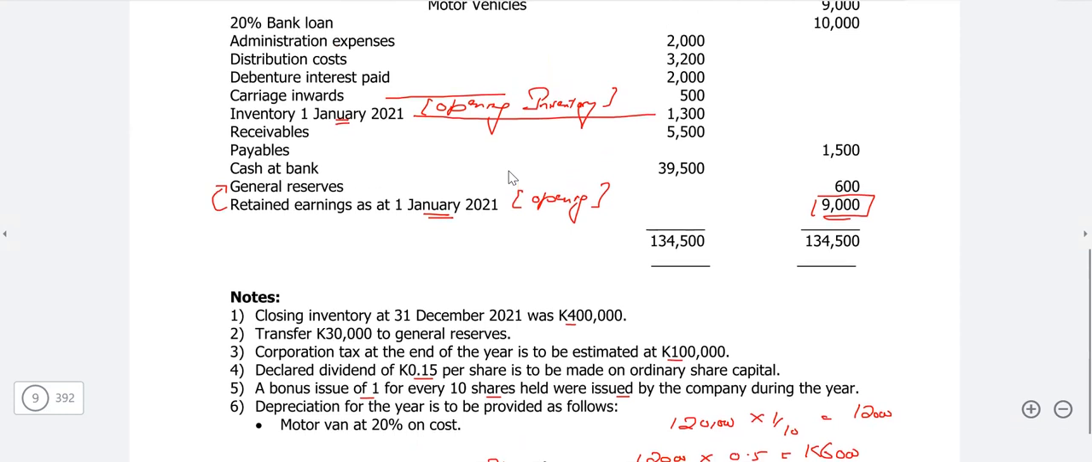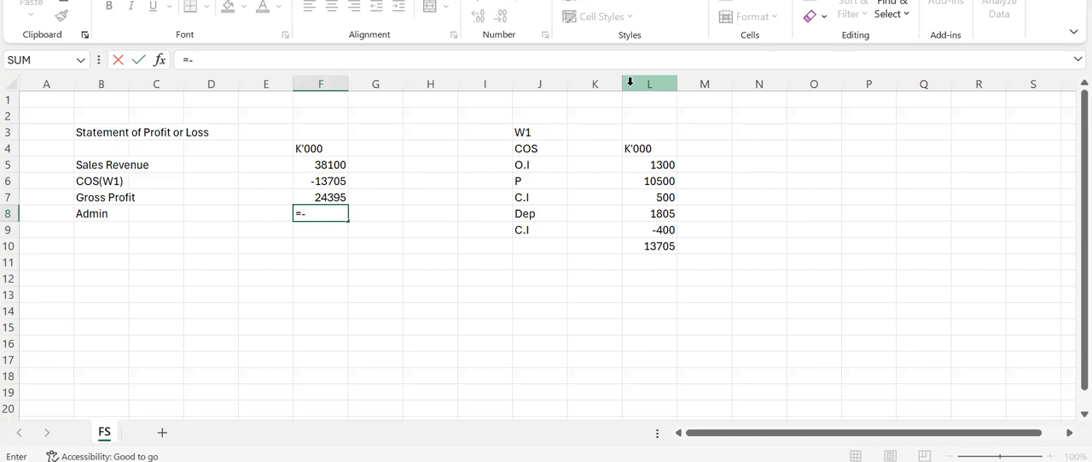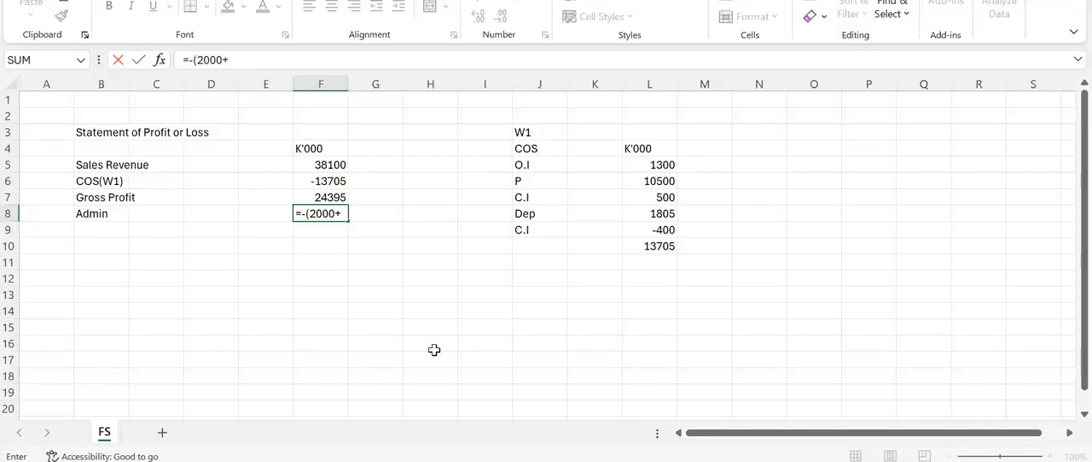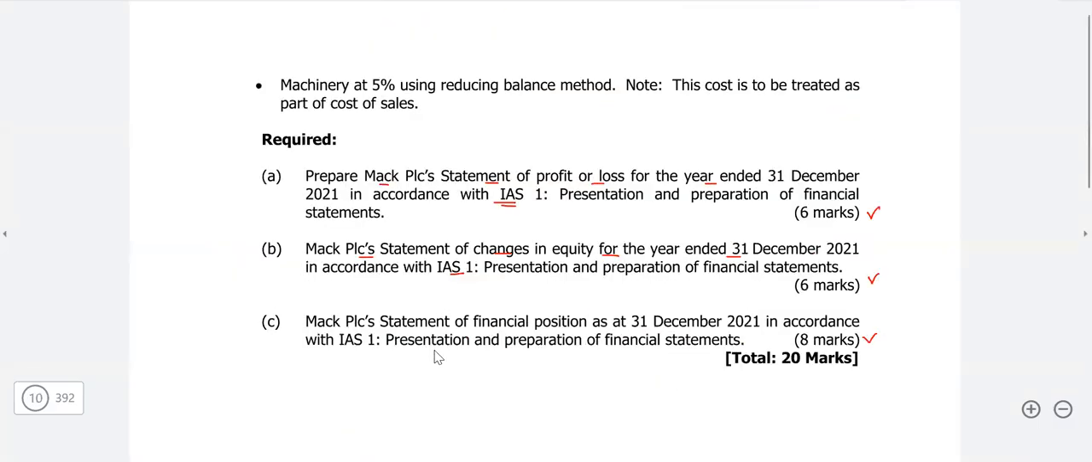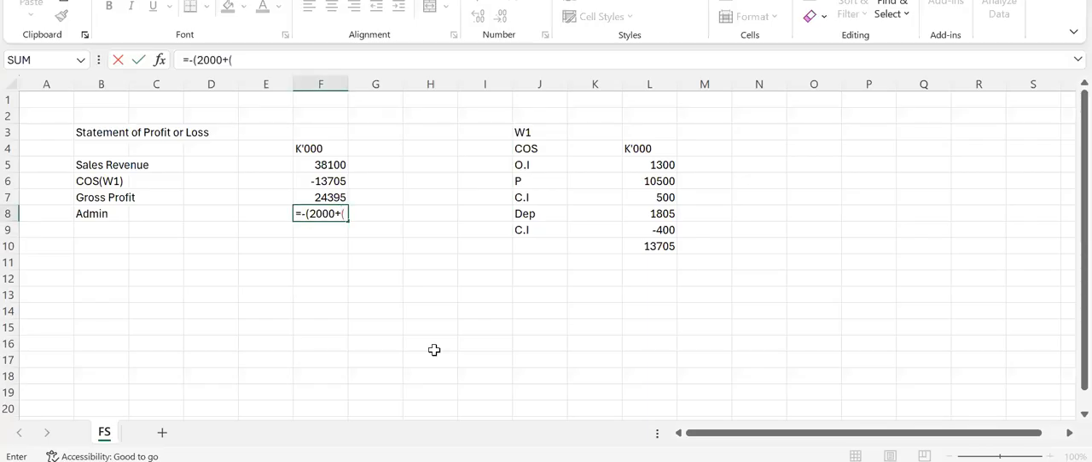Going to the trial balance, the administrative expenses, how much is it? So we see administrative expenses is 2,000. Now we have this 2,000 plus, then we had the depreciation for the motor van, and it is not specified where to charge this depreciation. So we are taking this to administrative cost, because if it was mentioned to take it to the cost of sales, as it was mentioned with the machinery, we would. So this depreciation of the motor van goes to the administrative expenses.